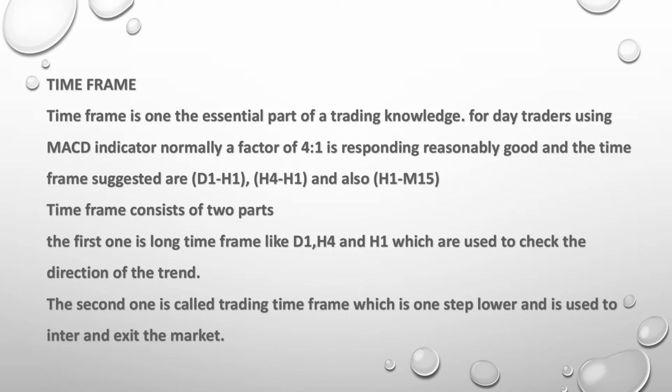Time frame consists of two parts. The first part is the long time frame like D1, H4, and H1, which is used to check the direction of the trend, whether the trend is upward or downward. The second one is called the trading time frame, which is one step lower and is used to enter and exit the market.